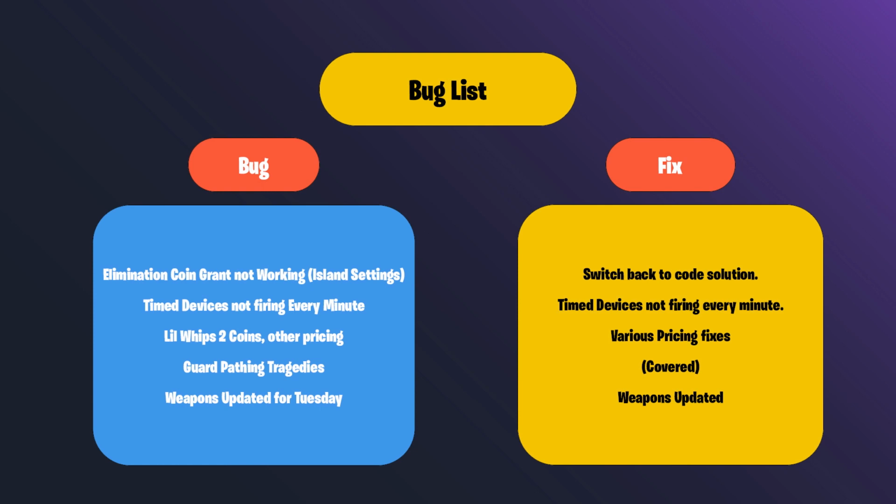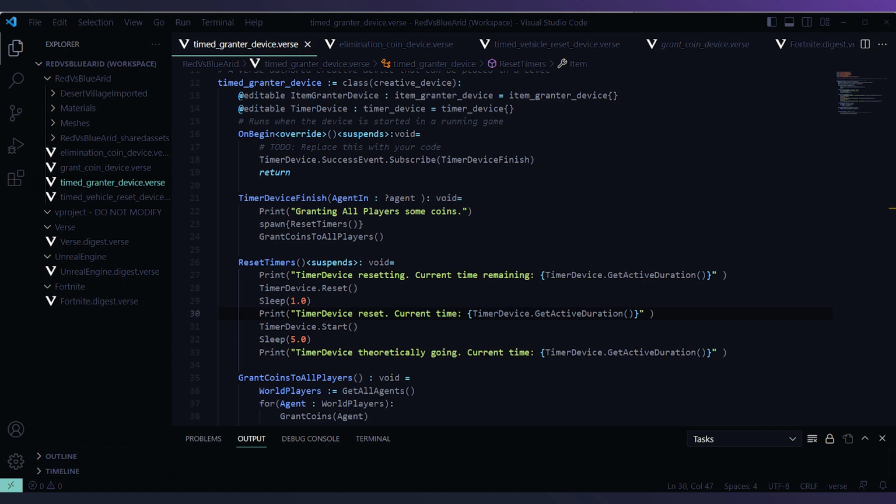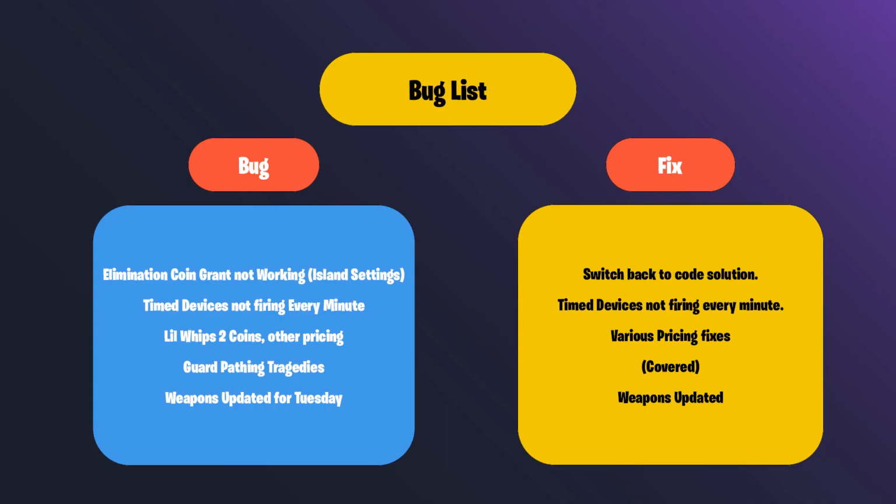Illumination coin grant wasn't working. This wasn't my fault, I swear. The island settings didn't seem to work for it. Time devices were not firing every minute. The code needed some massage. Look at that. So, see here? I spawn a separate thread for the execution and put a little wait in between the calls. Lil whips were 6 for 2 coins in the vending machines.